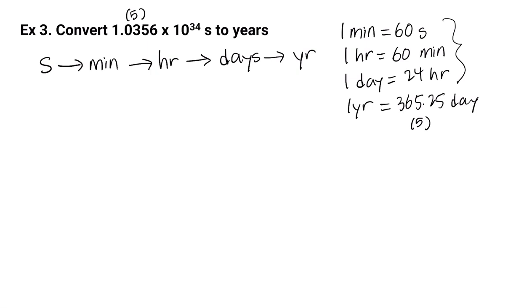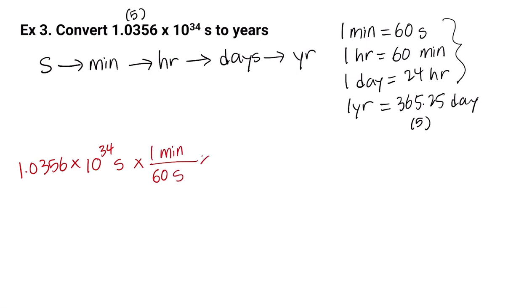So let's start with our given. So 1.0356 times 10 to the power of 34 seconds. And I would assume the answer for this question is really big, so I would put it in scientific notation with 5 sig figs. So bottom units cancel, so 1 minute over 60 seconds.